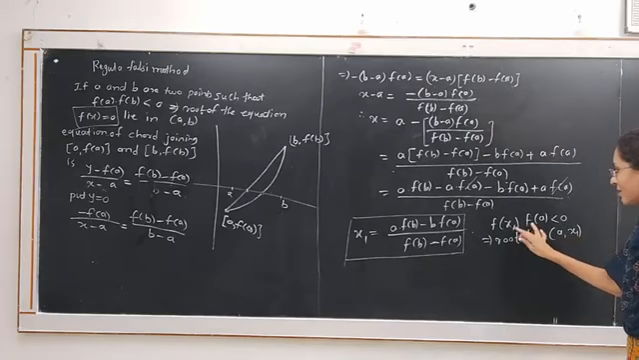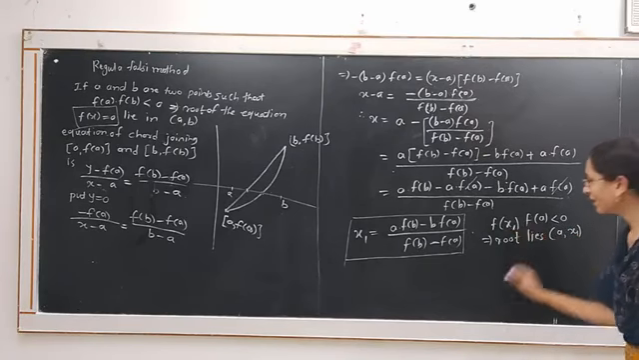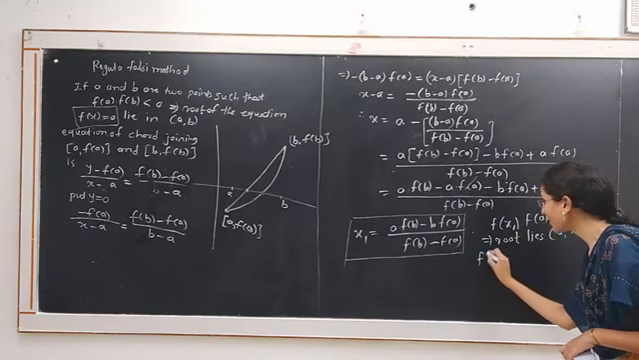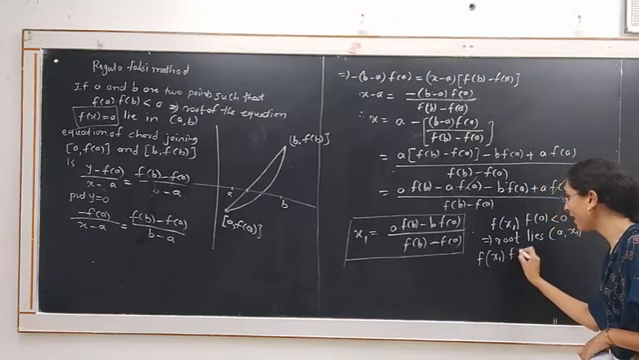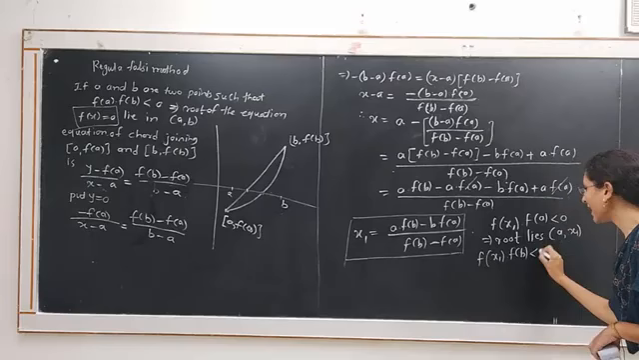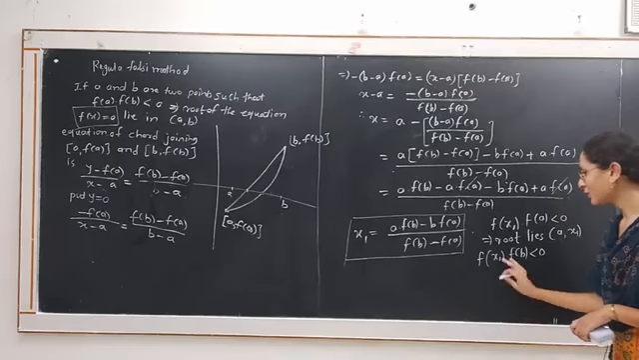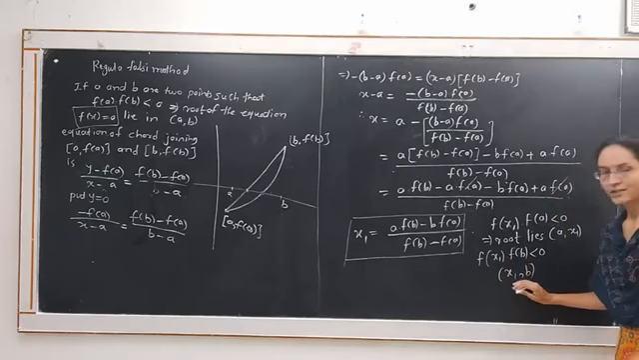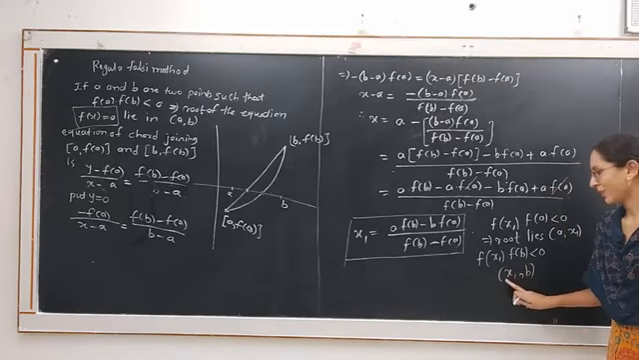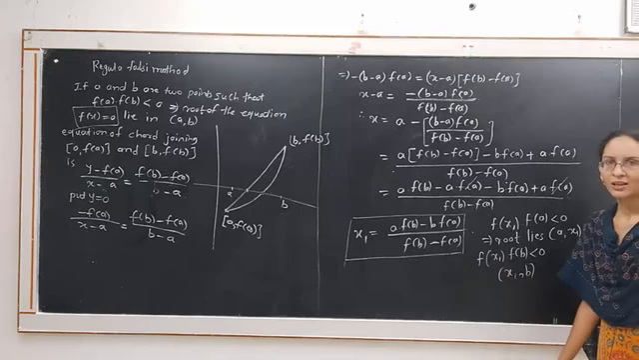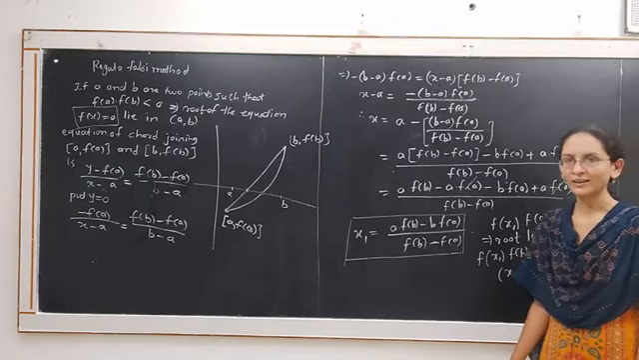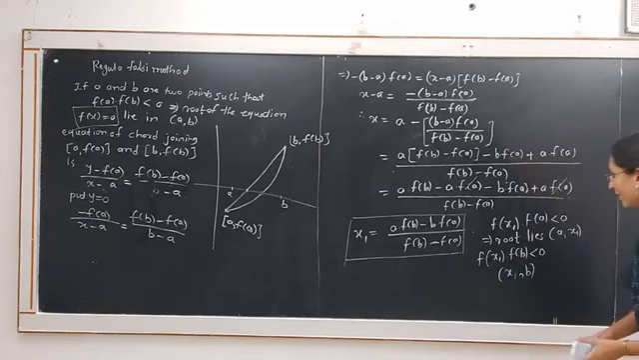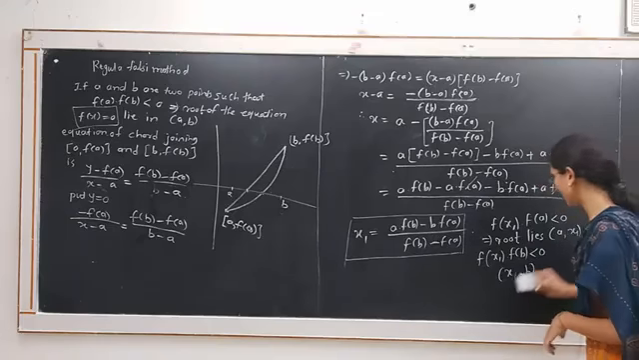If this product is positive, then we take the product of f of x1 and f of b, and if that product is negative, then the root lies in between x1 and b. In this case, we replace a by x1 and we continue the same procedure till we get the root to the correct approximation up to certain decimal places.